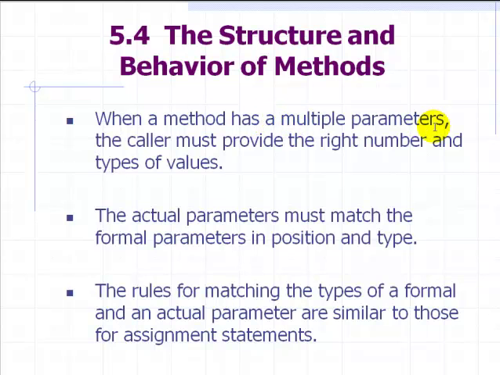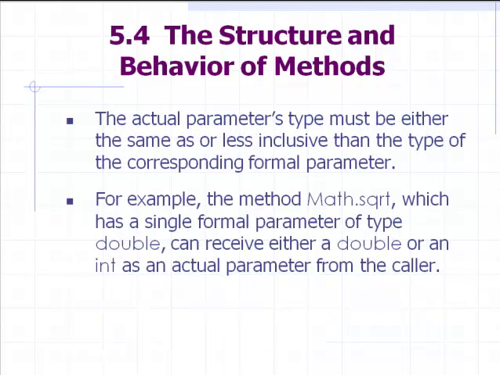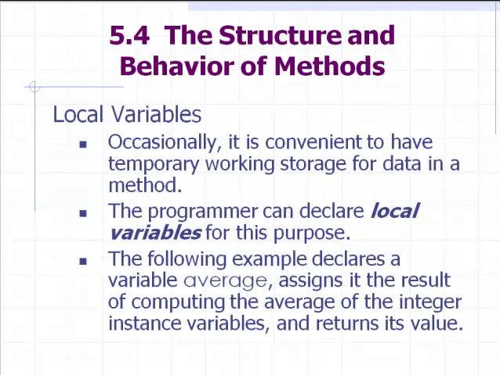If a method has multiple parameters, you must give it the right quantity and the right data types of the values. You can't switch them around. The first one passed from the driver must be the same as the first one that is accepted by the class. The actual parameter's type must either be the same or less inclusive. If you have a parameter that's a double and you give it an integer, you can actually run that with no problem. Let's talk a little bit more about local variables.